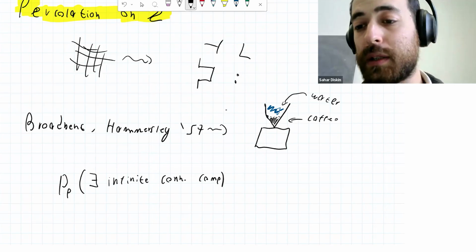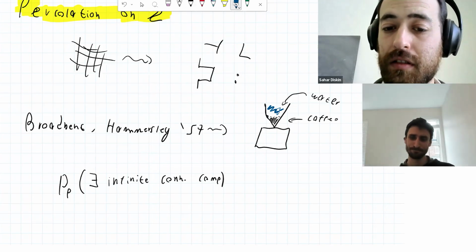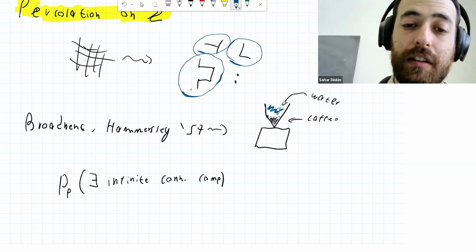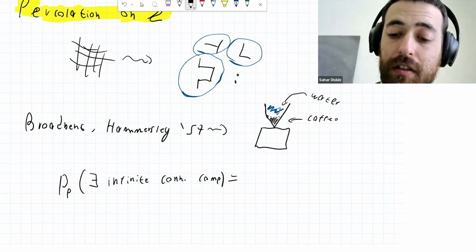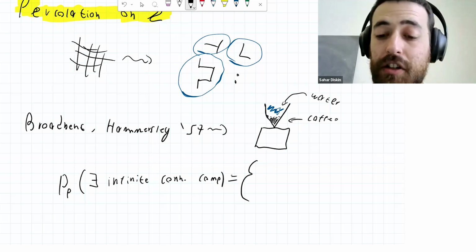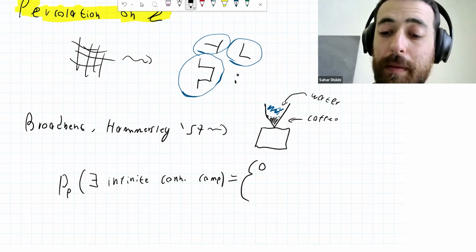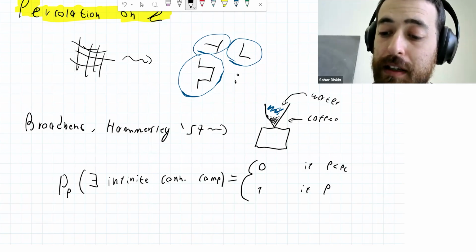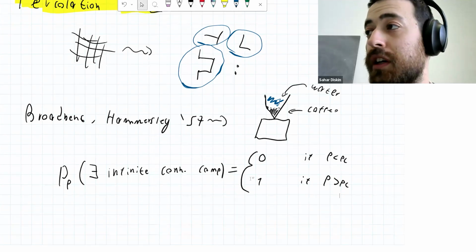So are we all clear with what connected component means? I think it's fine. Yeah, so just in case not, then this is one connected component, another connected component, etc. So the probability that there is an infinite component, so there is a phase transition in the sense that there is a critical probability which we denote by p_c, such that this probability is 0 if p is below this critical probability, and 1 if p is above this critical probability.